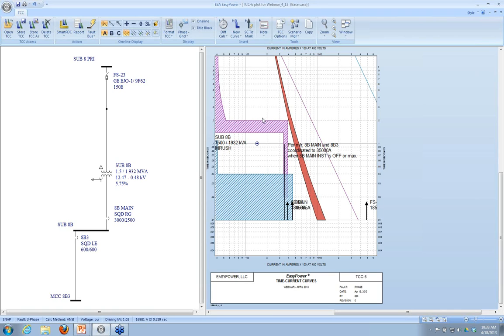This is EasyPower recognizing that these two breakers are a combination that it has in its library for series coordination. It's saying that per the manufacturer, this main breaker and this feeder will coordinate up to 35,000 amps when the 8B main instantaneous is off or max. It's not going to be off, but if it's off, there's still going to be an override. This is how that information is presented, at least at this point in time, in EasyPower. It helps you understand what information we have been given from the manufacturer about this series coordination between the multi-case breakers.